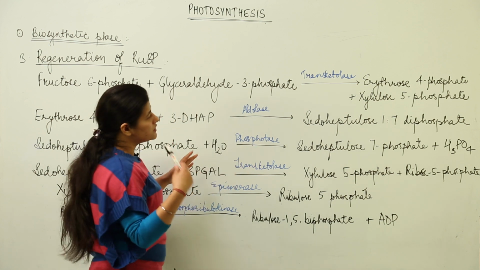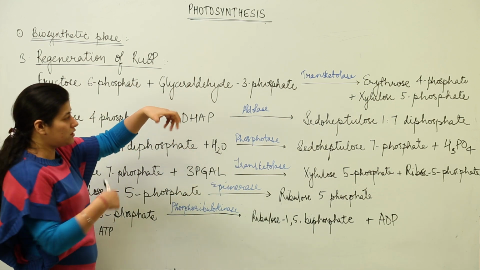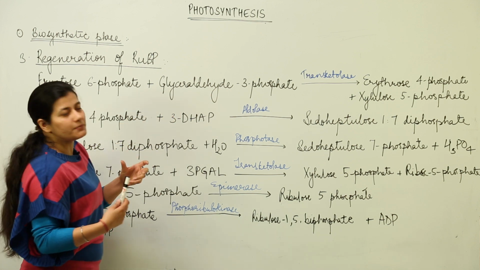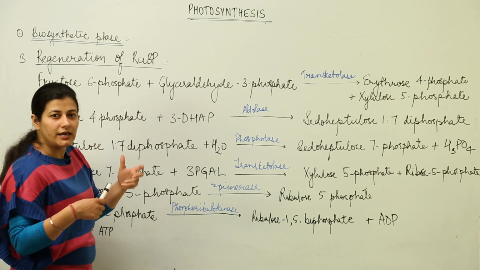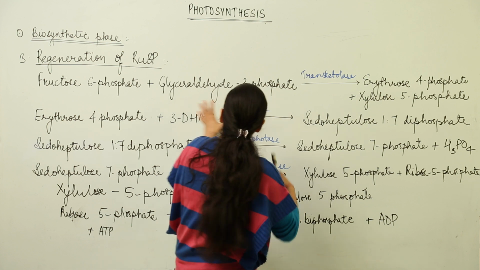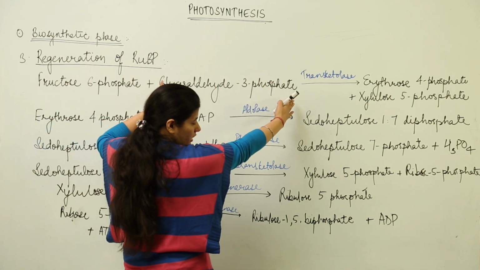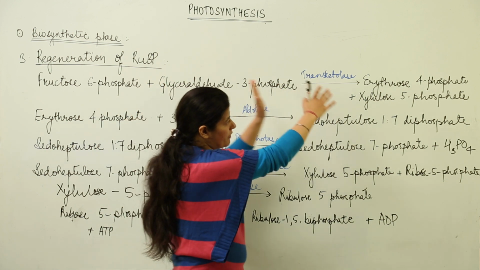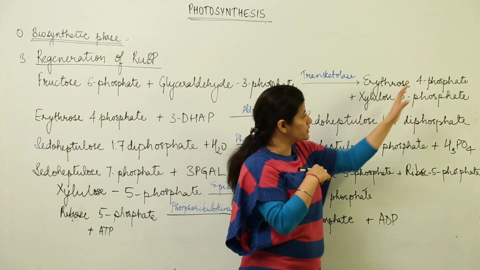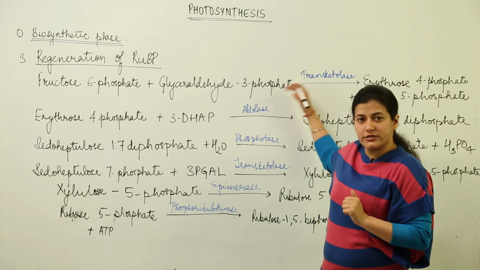Now, this is a little bit confusing. You would think about where these compounds have come from. I would suggest you keep it a little bit simple, just memorize the names instead of getting into the details of the chemistry of these compounds. This is a 6-carbon compound, this is a 3-carbon compound. Both of them form the compounds erythrose 4-phosphate and xylulose 5-phosphate. Both of these come together and they form these 2 compounds.